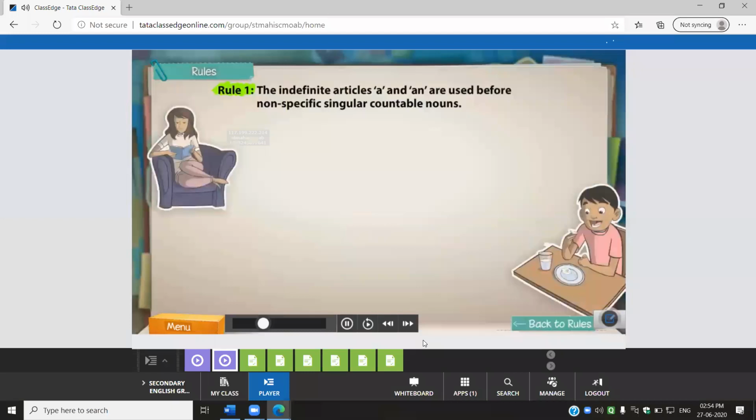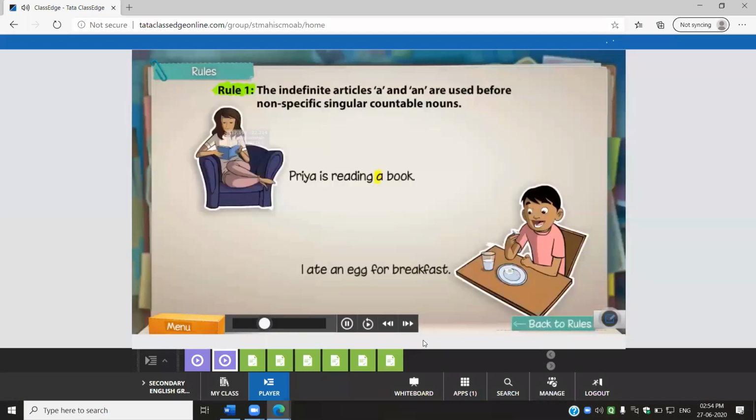How do you know when to use a and when to use an? Both a and an are indefinite articles. However, you use a before a word that begins with a consonant or consonant sound, and you use an before a word that begins with a vowel or vowel sound.